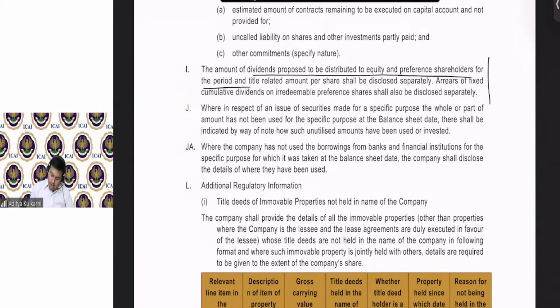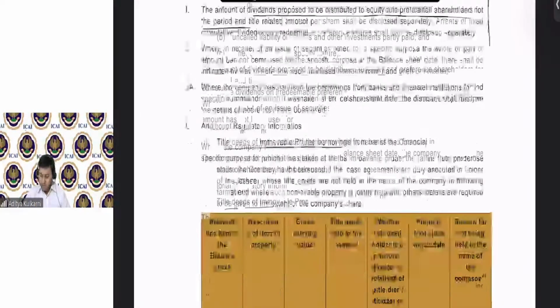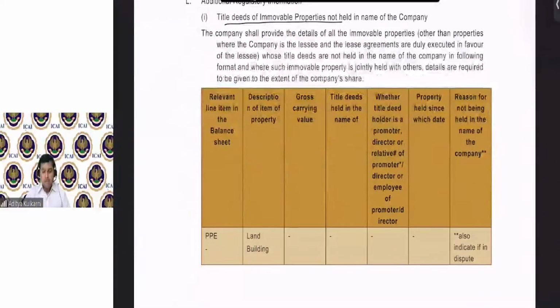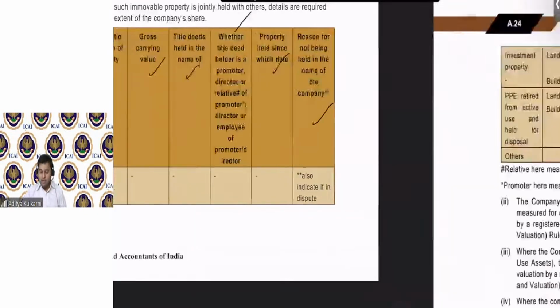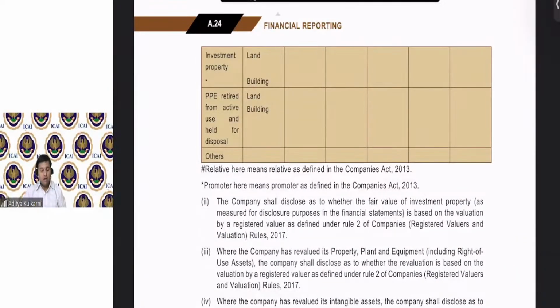Okay, then if I look at the other ones, additional regulatory information, title deeds of immovable properties not held in the name of the company. This is something which came, I believe, last year or the year before. So you will have to give the relevant line item in the balance sheet. What is the description and what is the gross carrying value? Title deeds are in whose name, and whether it is in the name of a promoter, director, or a relative of promoter, director, or employee, whatever it is, since when it is held, and why it is not held in the name of the company. So this is something which you will have to give the disclosure of.